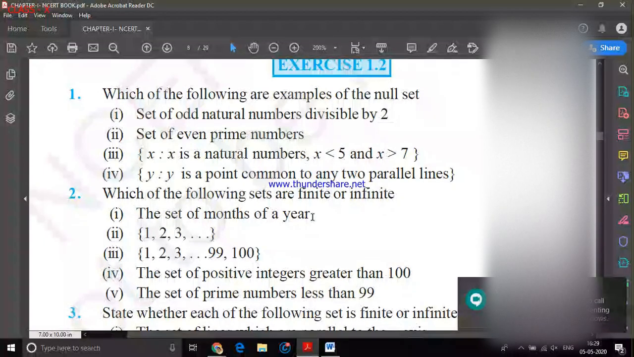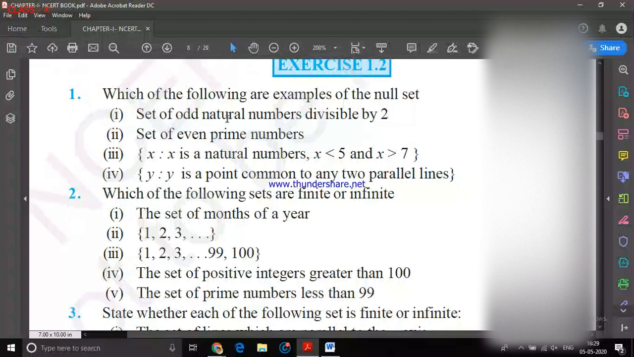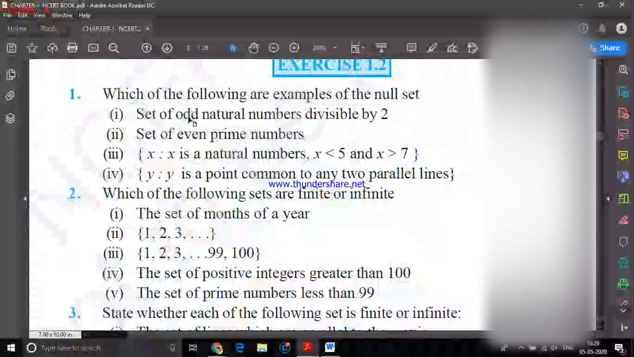Now we'll start the 1.2 exercise. Which of the following are the examples of the null set? The set of odd natural numbers divisible by 2. Is there any odd natural number which is divisible by 2? The odd definition itself says a number which is not a multiple of 2. Okay, so the first one is an empty set.